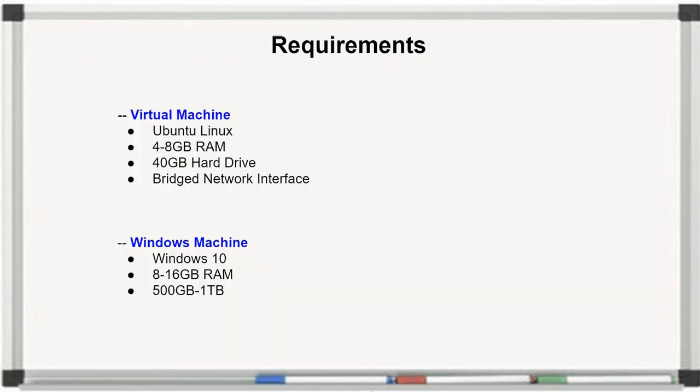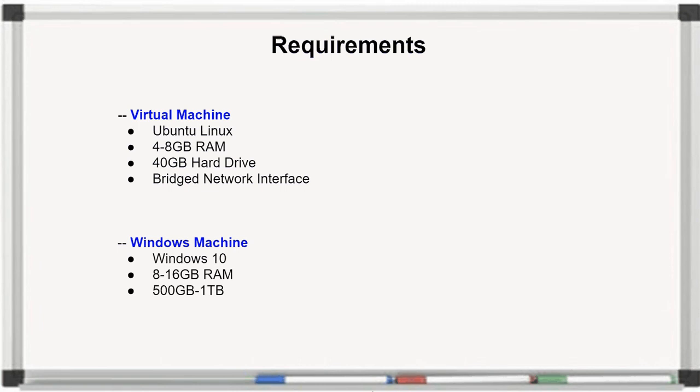Let's go over the requirements for the project. I will be using a virtual machine that I've made on VirtualBox. You can use whatever virtualization program you choose, however. It will run Ubuntu Linux, although any Debian flavored Linux distribution will also use the same commands that I will be using. For RAM, I would suggest 4 to 8 gigabytes. I will be using 8 myself. A minimum of 40 gigabyte hard drive, and please make sure to bridge the network interface since we will be sending live logs from the host machine.